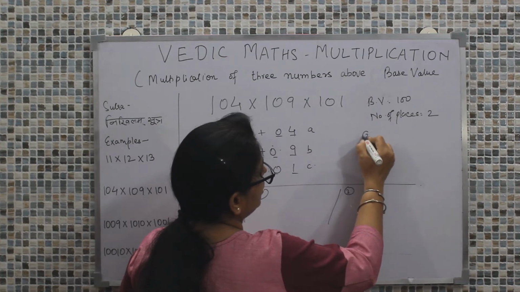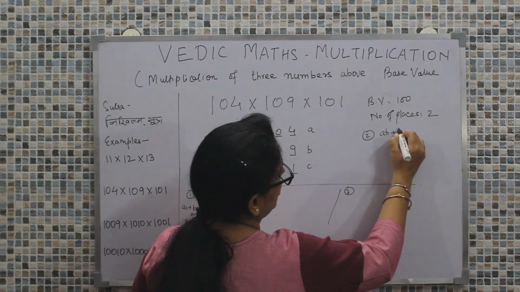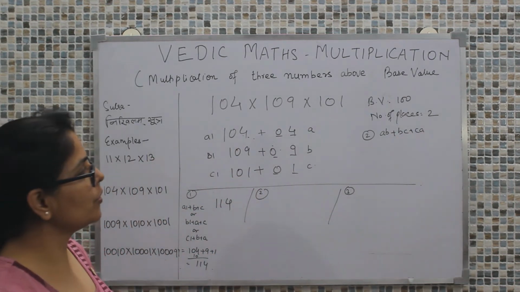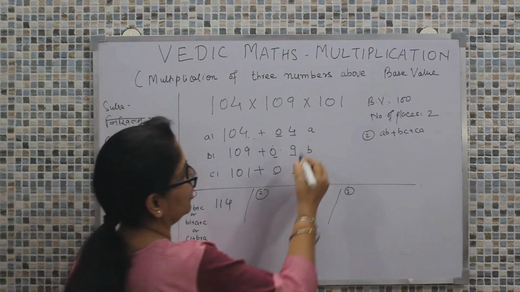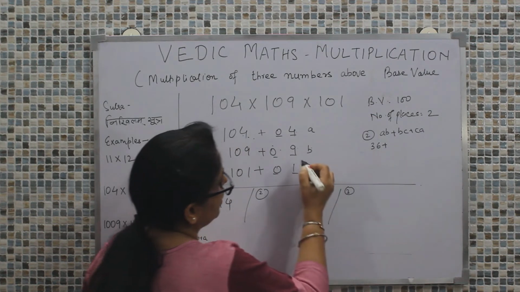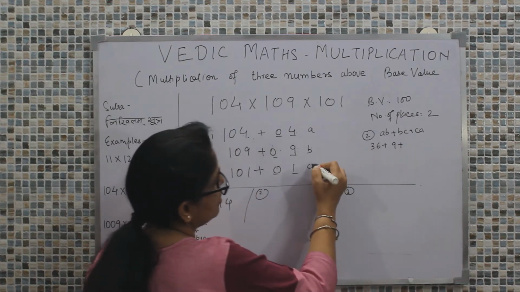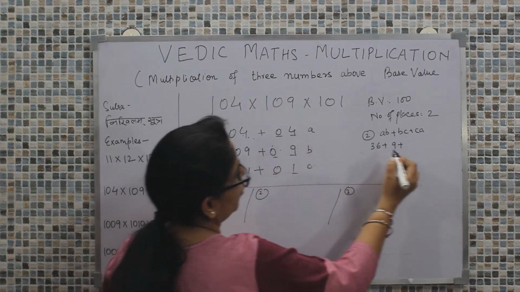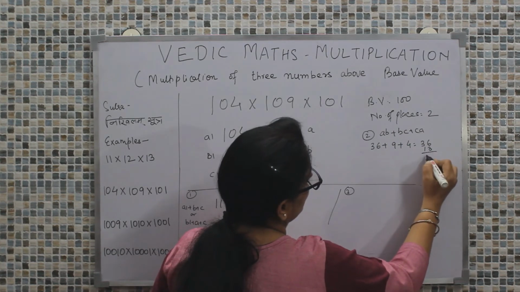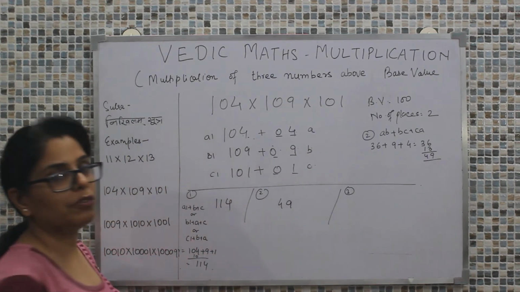Now taking up the calculation of the second component. For the second component, we have the formula AB plus BC plus CA. Make sure that we take into consideration the sign of that particular digit. A into B, 4 into 9, 36, plus B into C, 9 into 1, 9, plus C into A, 1 into 4, that will be 4. So we have 36 plus 13, that is 49. So the second component is coming out to be 49.